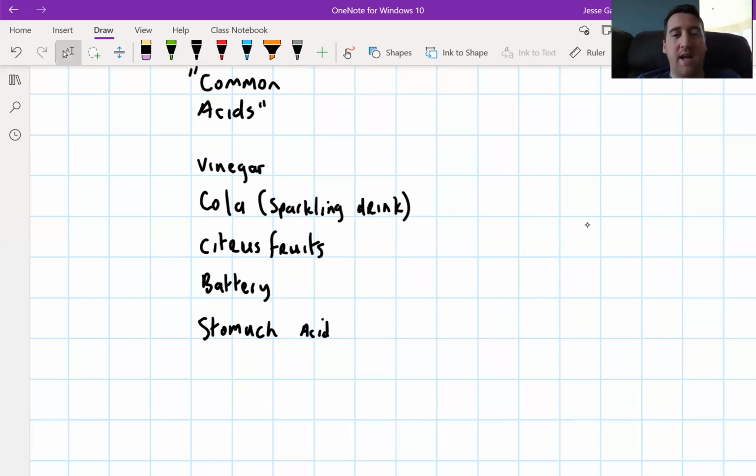These are common or everyday acids, and we need to know some of these. So in a second, we are going to make a list of these. Okay.